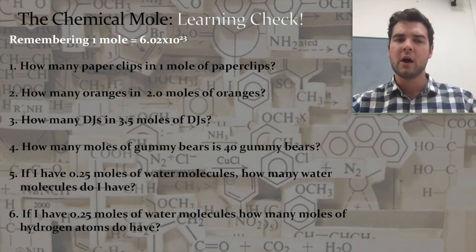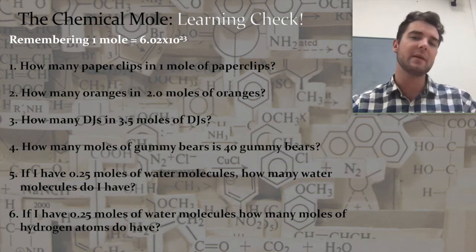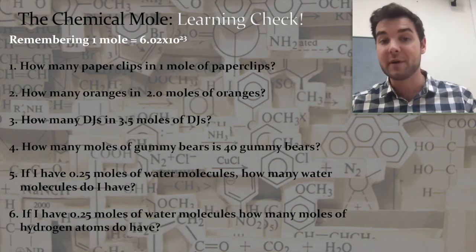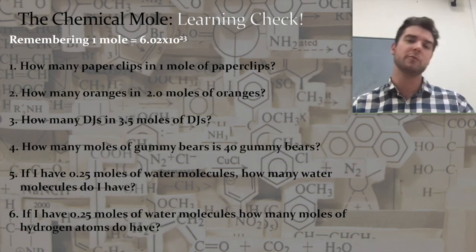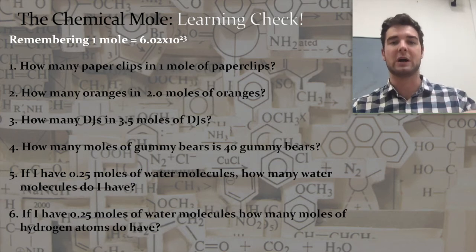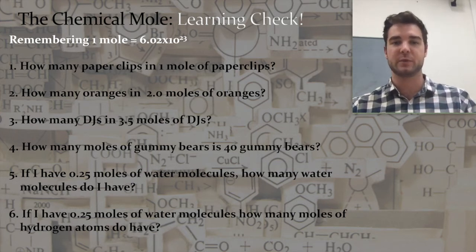It doesn't have to be though. So how many paper clips in one mole of paper clips? Well, of course, we'd have 6.02 times 10 to the 23rd paper clips. How many oranges in 2.02 moles of oranges? Well, we'd have 2 times 6.02 times 10 to the 23rd.